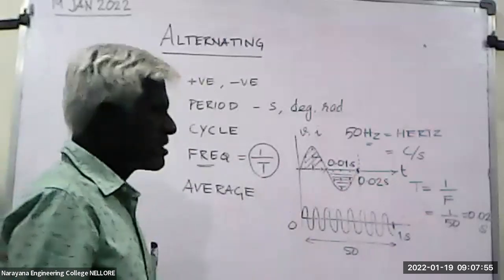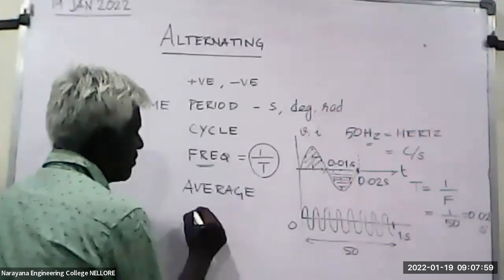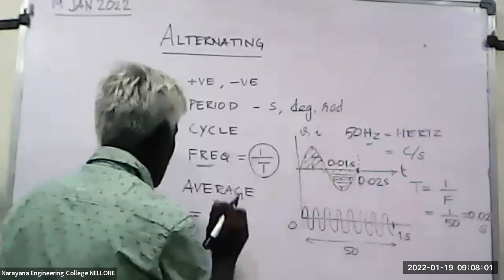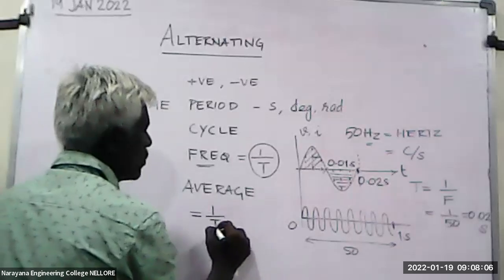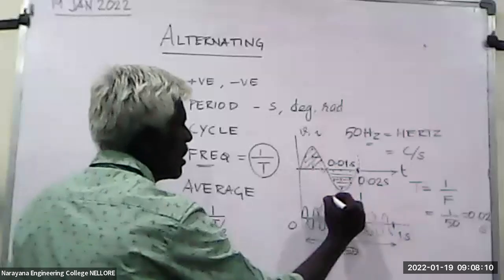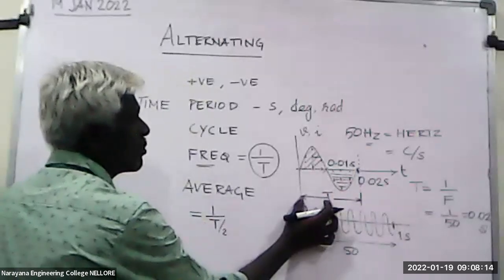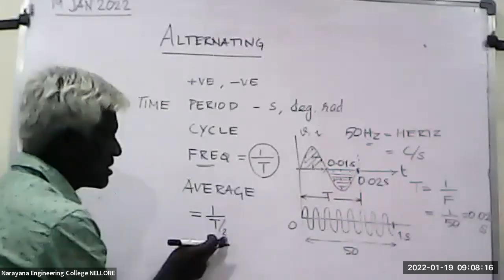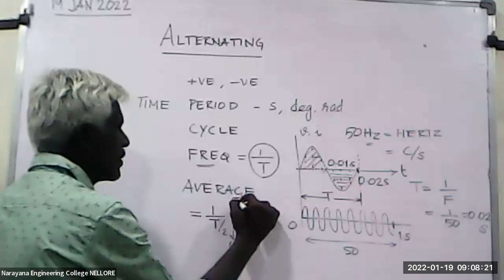When we divide it by 6, we get 0 value. So the average value will always be taken for only one half cycle. Generally, over a total time period T, we integrate over only one half cycle. So it is T by 2, integral 0 to T by 2.